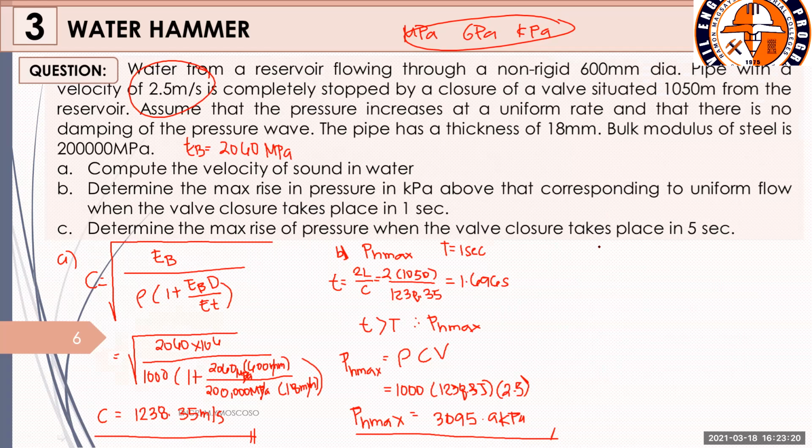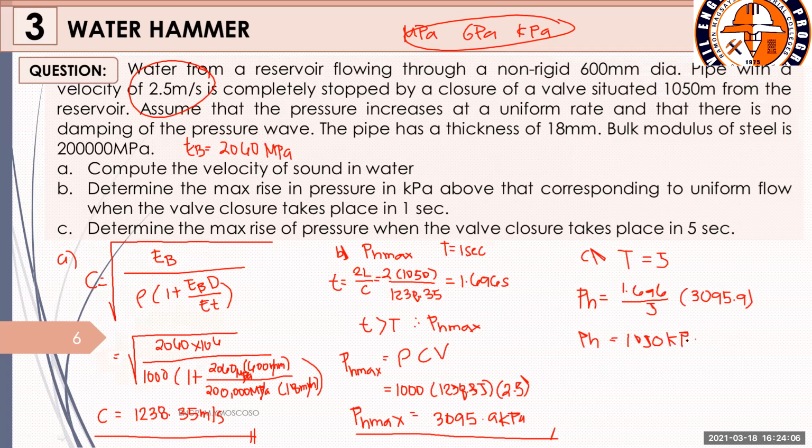Okay? So aalamin naman natin ngayon yung maximum pressure for another condition, when your T is equal to 5 seconds. So no need to solve for the time of closure na kasi nasolve na natin to as 1.696 seconds. So diretso na tayo sa pressure. That would be 1.696 divided by 5 times yung pressure na nakuha natin kanina, which is the maximum pressure as well, 3,095.9. So that would be P_H is equal to 1,050 kPa.